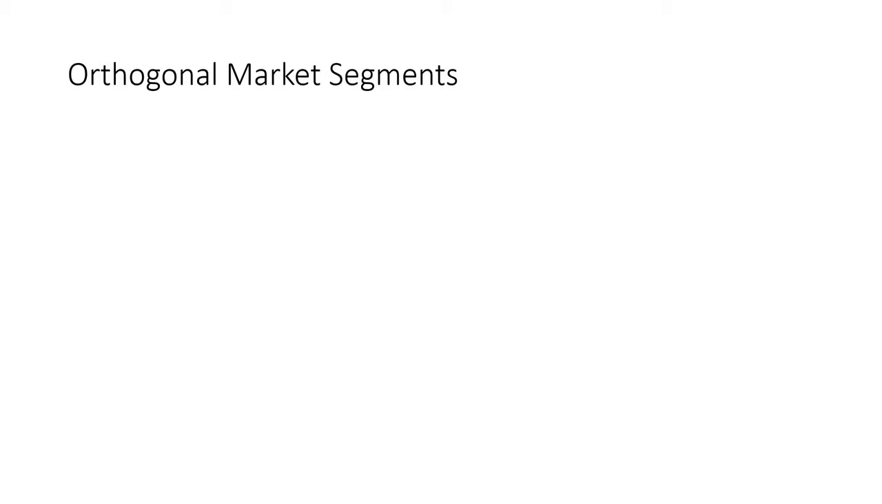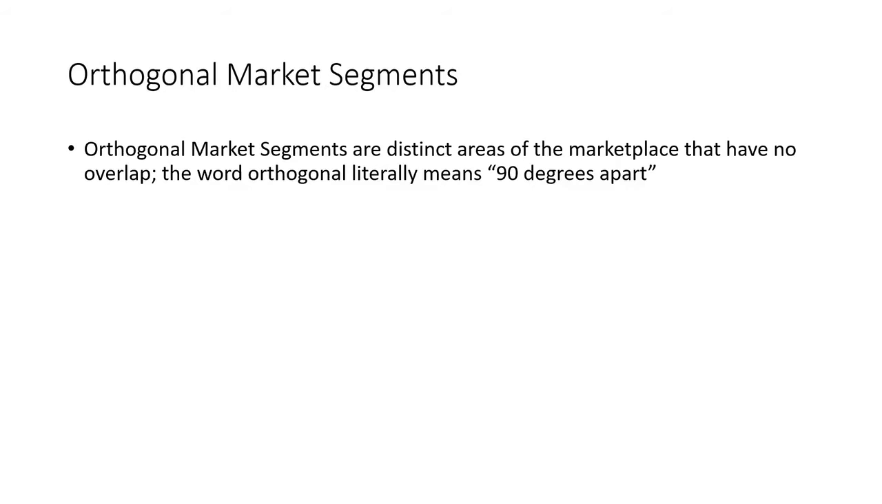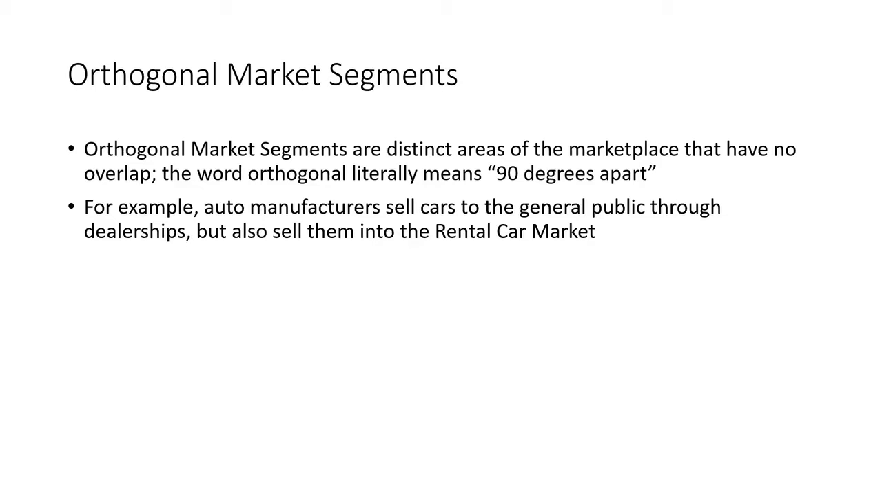So the first strategy we're going to talk about is one that uses orthogonal market segments as the segmentation scheme. Orthogonal market segments are distinct areas of the marketplace that have no relationship to each other and no overlap. The word orthogonal literally means two things that are 90 degrees apart from each other. And so orthogonal market segments literally just bear no relationship to each other.